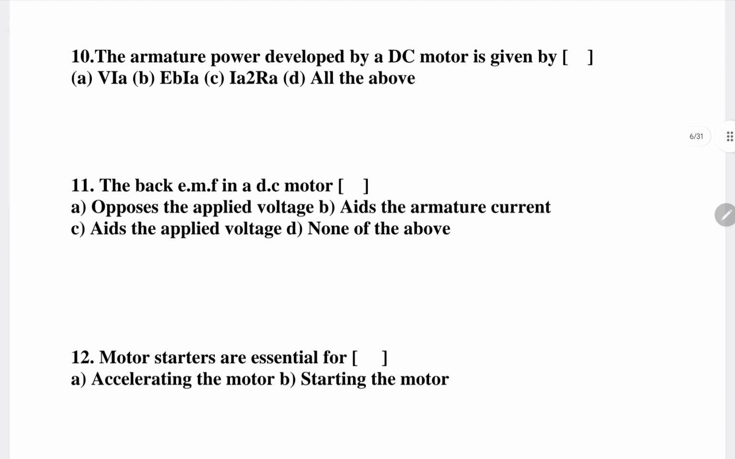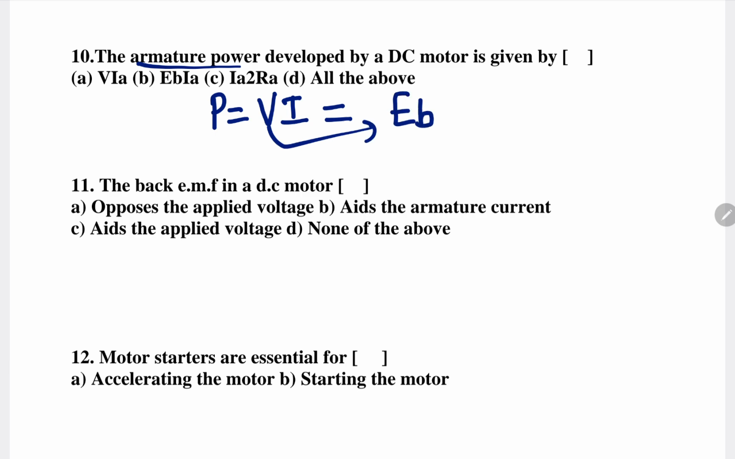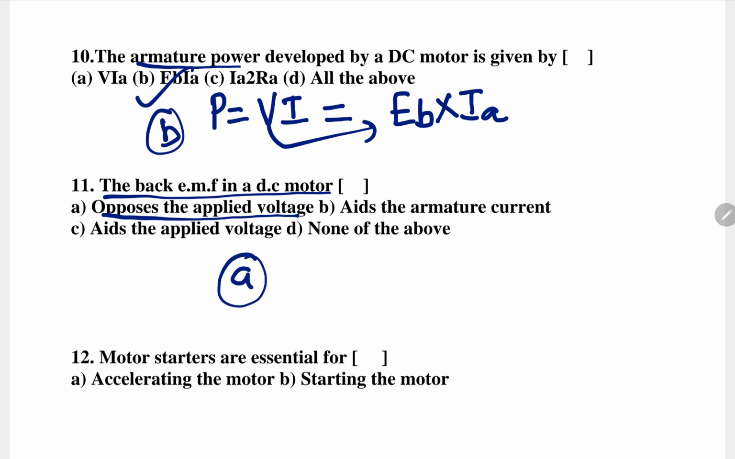Next, the armature power developed by the motor in a DC motor is given by... In the armature, what is the power formula? Usually the power formula is V into I, but in the armature, the voltage developed is Eb and the current in the armature is Ia, so Eb into Ia. So the answer is B. The back EMF in a DC motor opposes the applied voltage. So answer A is correct.